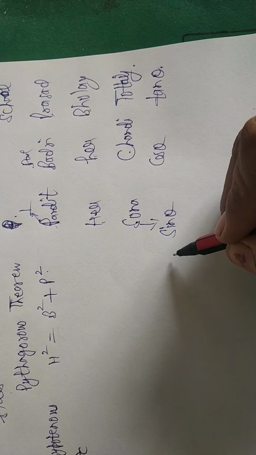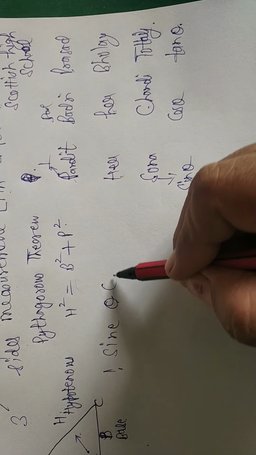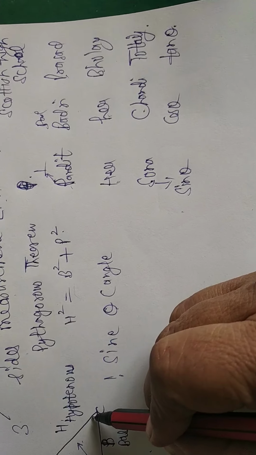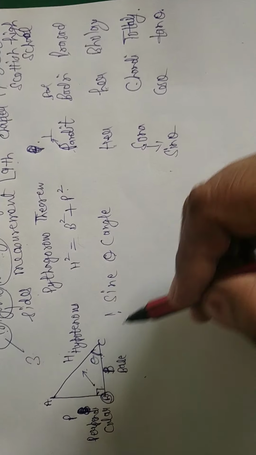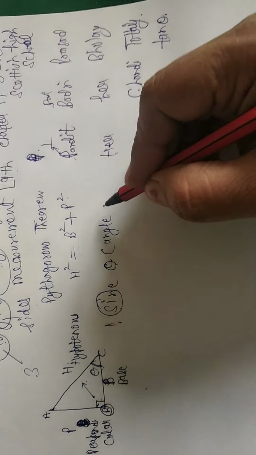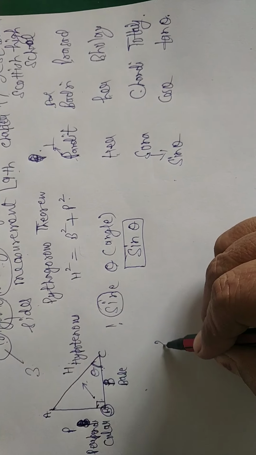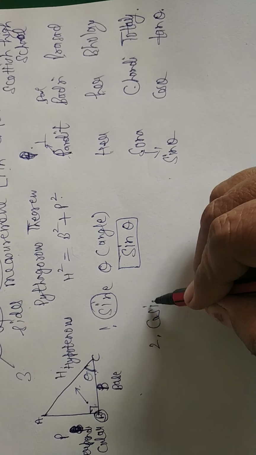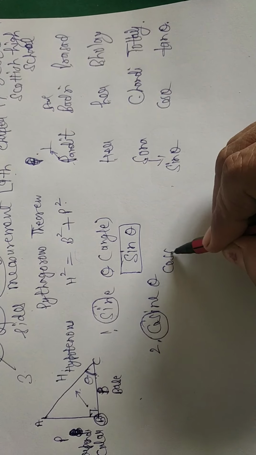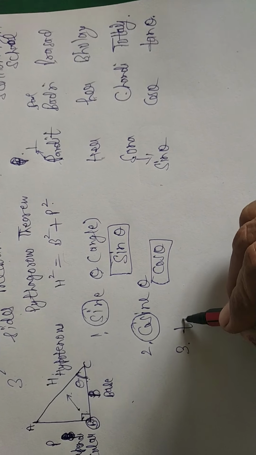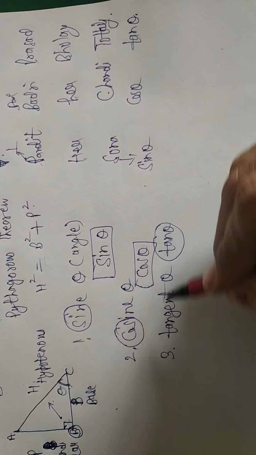So there are 6 trigonometrical terms. Number 1 is sine theta. Theta is the angle. This is the angle between the hypotenuse and the base. This is theta. Now sine, so we take the first 3 letters and we denote it as sin theta. Number 2 is cosine theta. So again we take the first 3 letters and this is cos theta. Next is tangent theta, means tan theta. Again 3 letters.